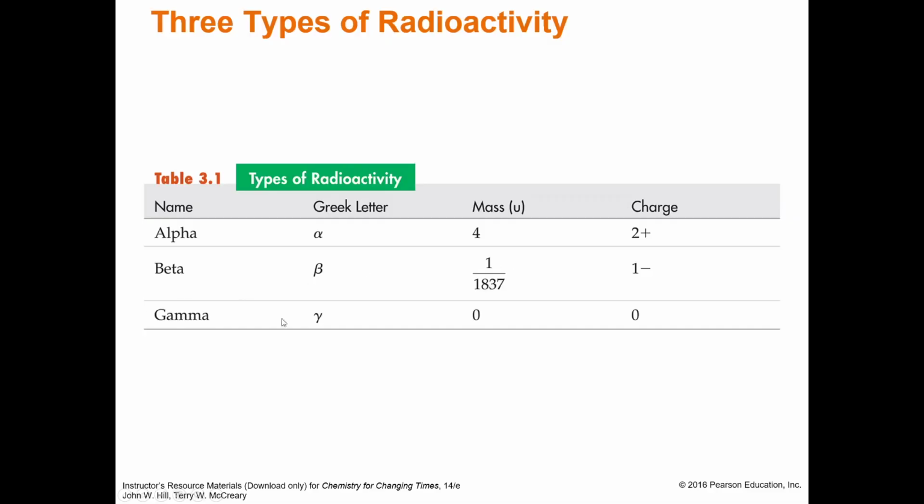That's it. Now, the gamma radiation is actually a frequency of light. It's very, very high energy electromagnetic radiation, the same thing as the visible light you see, just much, much higher energy than that.